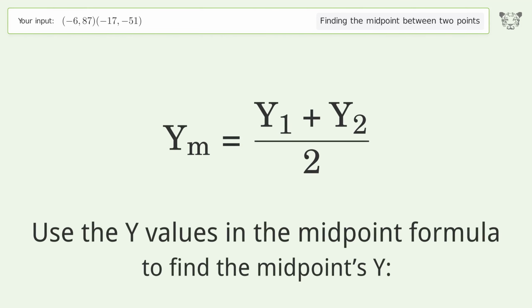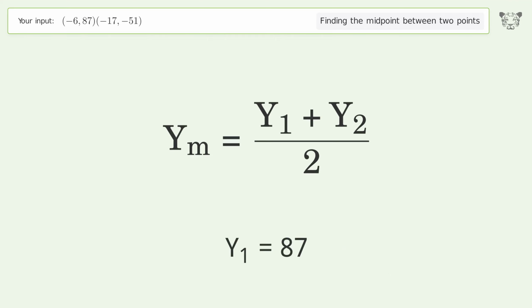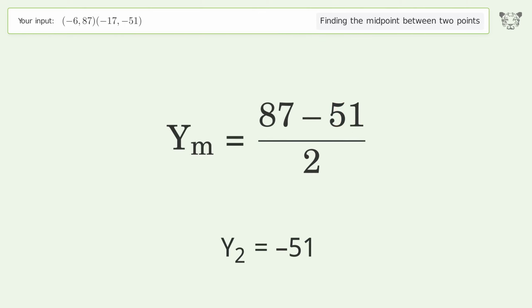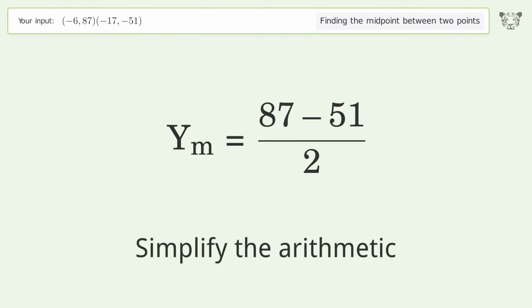Use the y values in the midpoint formula to find the midpoint's y. y1 equals 87. y2 equals negative 51. Simplify the arithmetic.